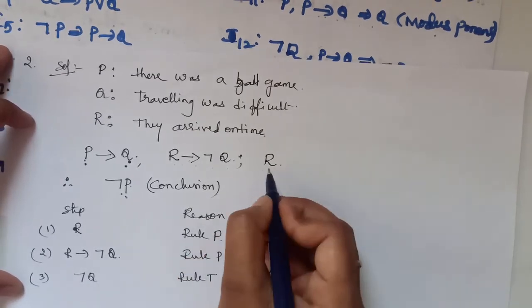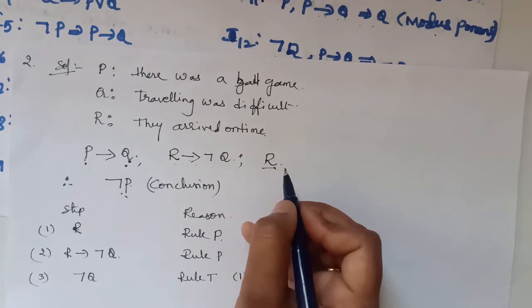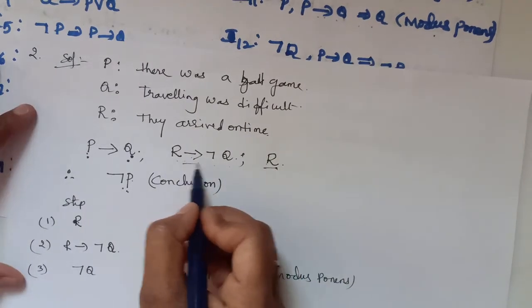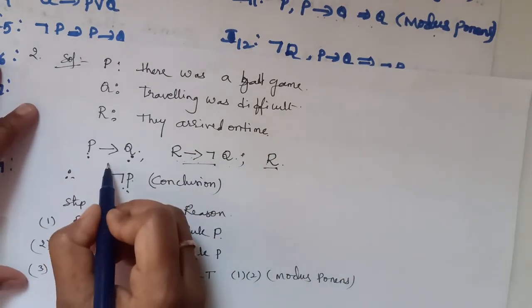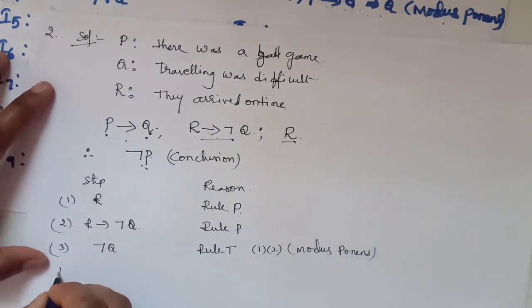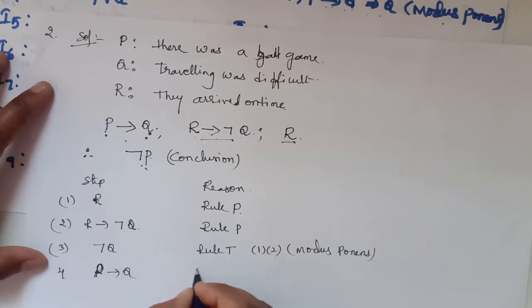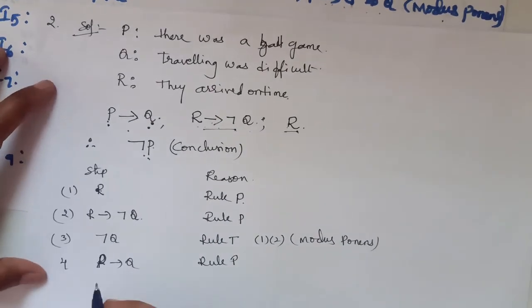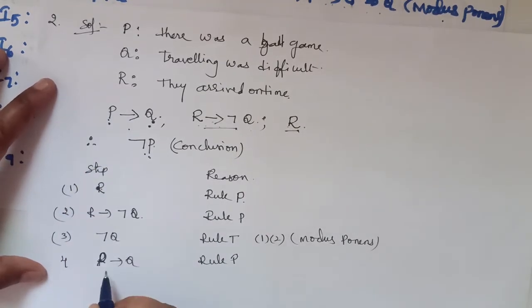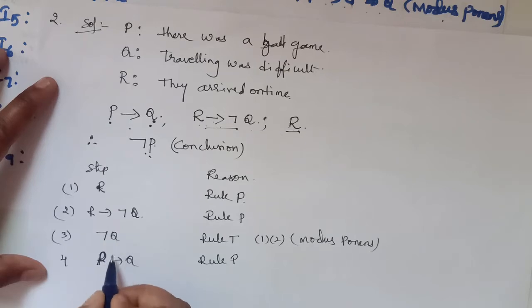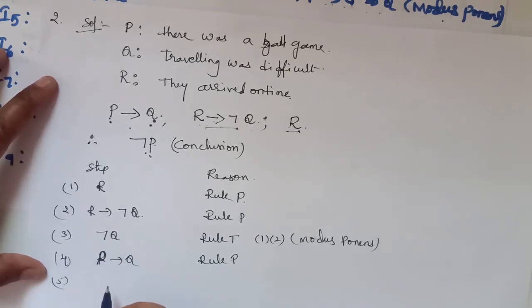Okay, we got this. We have introduced this first. Next I have introduced this premise. There is only one premise left, that is P conditional Q. Okay, I have introduced the last premise. So if I introduce this premise in the derivation, that is rule P. So P conditional Q. Now from these two premises, can we derive one?